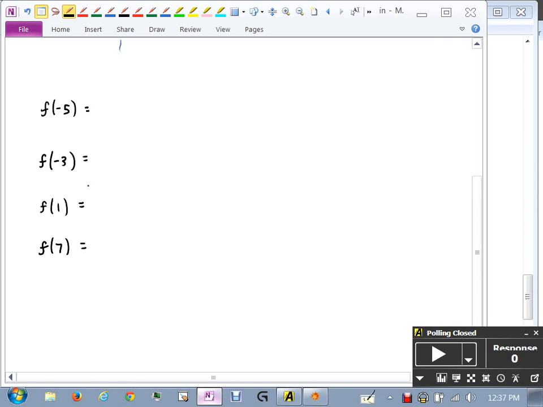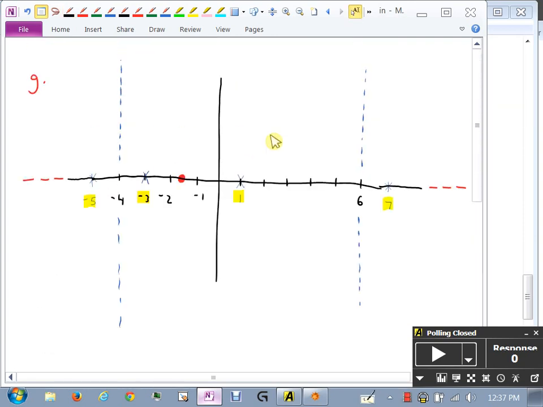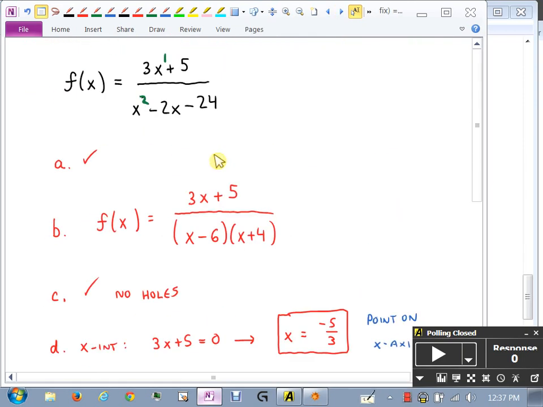You ready to plug in -5? Yeah? Man, I'm almost out of time. Crap. Okay, that sucks.